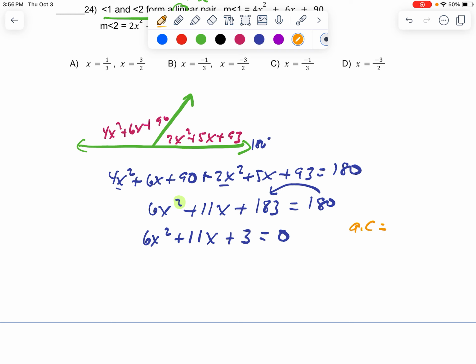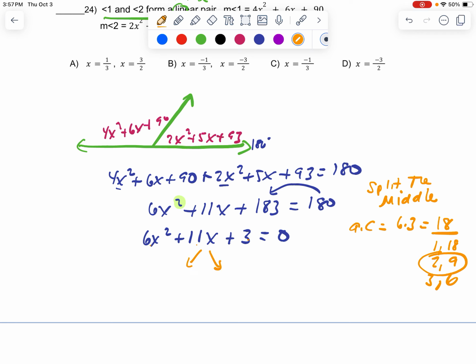So if I factor by grouping, I'm going to multiply a times c, and the reason I need to factor by grouping is we don't have a GCF, we don't have perfect squares, so we need to split the middle term. Split the middle term. So we get 18. We write down the pairs of numbers that multiply to be 18. The one that combines to be 11 is 2 and 9, both positive. We can put them in either order.